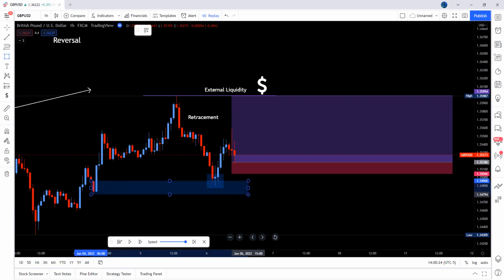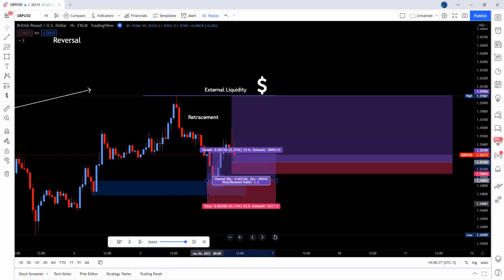So then later on, we could very easily put it like this. Okay, this is our order block. So our ideal entry would have been from this order block. This would have been our ideal entry.